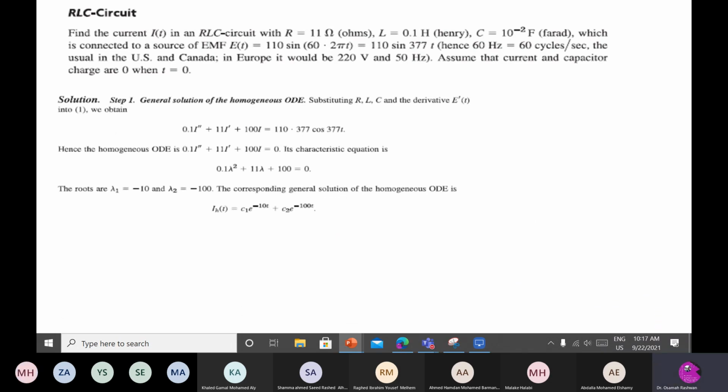This is an example of the RLC circuit. Once you put the R value and L value and C value, you will have such a second order differential equation with constant coefficients, non-homogeneous, and you solve it by YH plus YP. Okay.